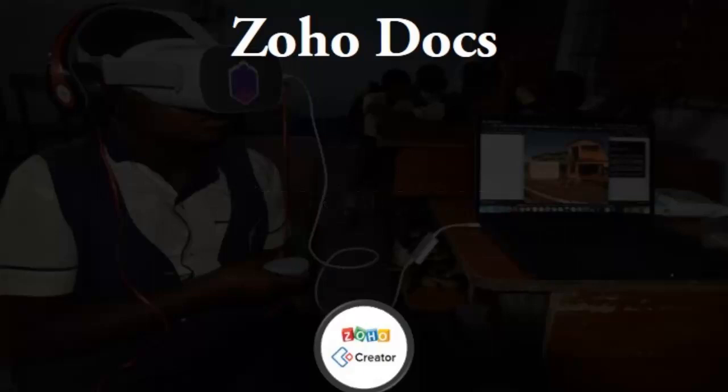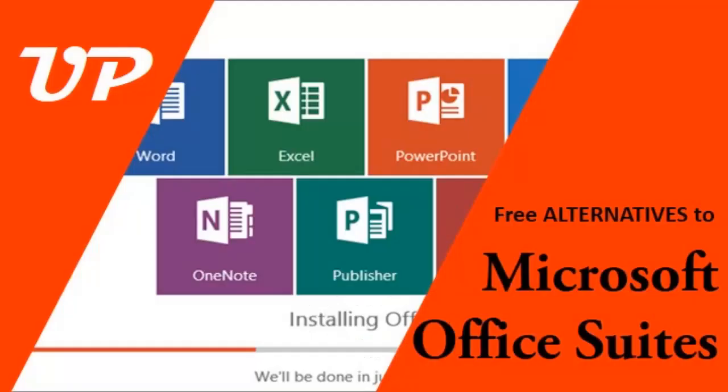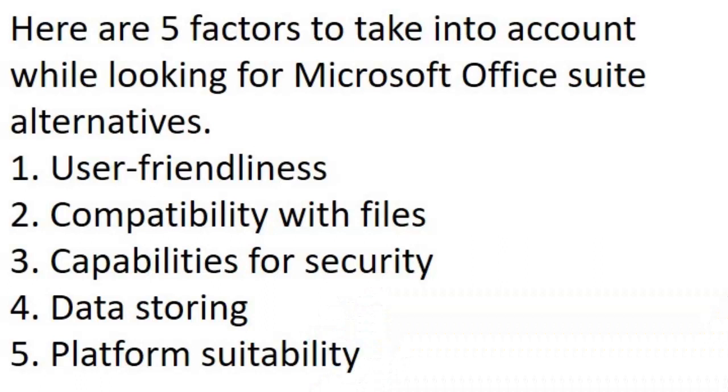In order to choose the best alternative to Microsoft Office Suite, here are 5 factors you should consider. Number 1, user friendliness. Number 2, compatibility with files. Number 3, capabilities for security. Number 4, data storage. Number 5, platform suitability.